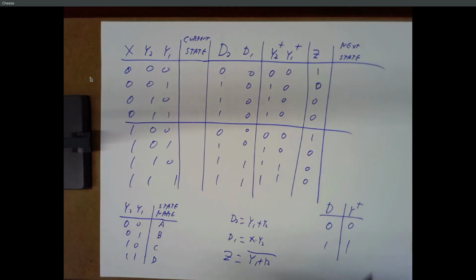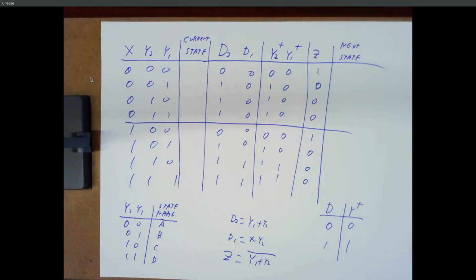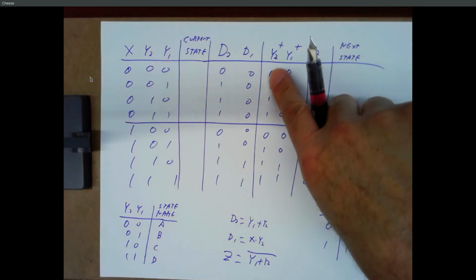All right, and then you fill in the current state column based on the current values of Y1, Y2 using your table, and then you fill in the next state based on the next values of Y1, Y2, Y1 plus, Y2 plus.